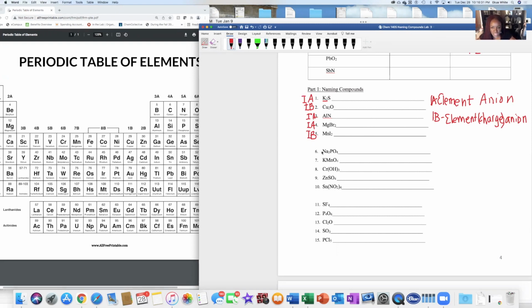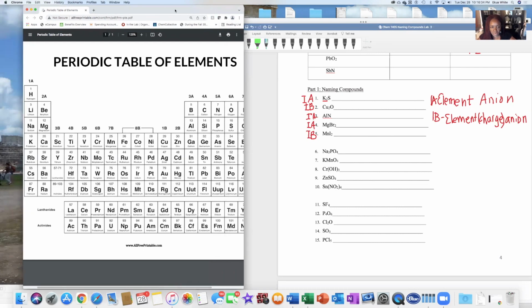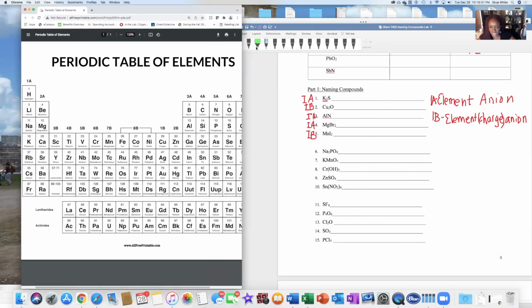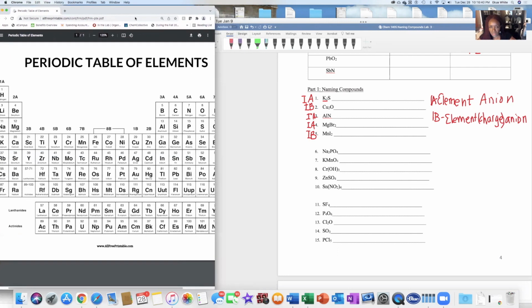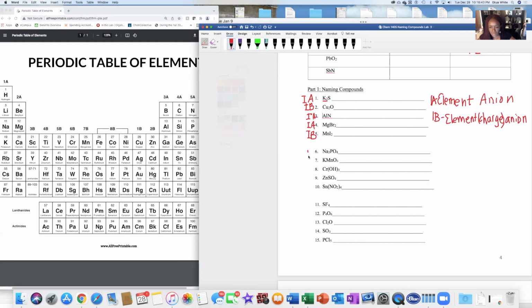Moving down here, once again, decide based on the identity of the first metal. Sodium is ionic A. Potassium, also ionic A. Chromium, the B, ionic B. Zinc, it's a B, but that's one of the exceptions. So I write here ionic B with the star to remind myself, yeah, it is ionic B, but you will name it as though it's ionic A. So it will only have 2 names, no charge, okay?